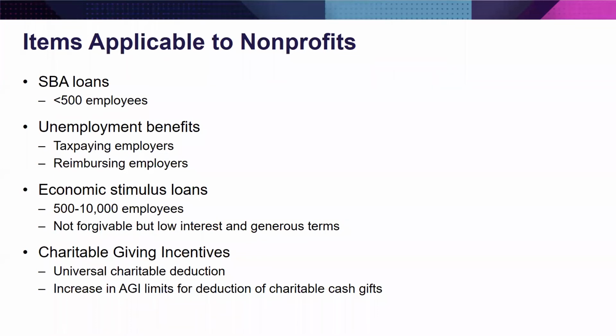There's a similar limitation for corporations. They normally can only deduct 10% of the equivalent of their adjusted gross income, and that number was increased to 25%. So more tax incentive for charitable giving in this year.